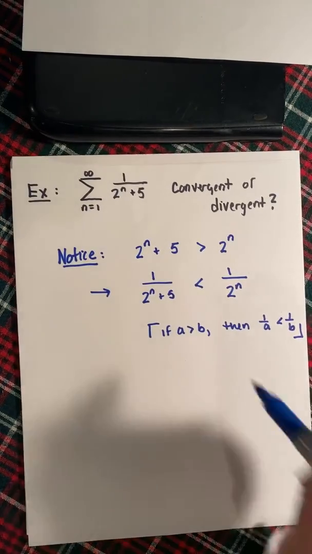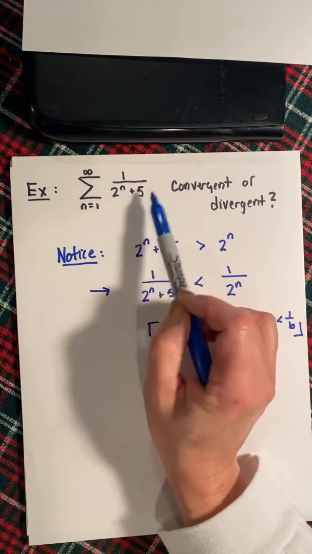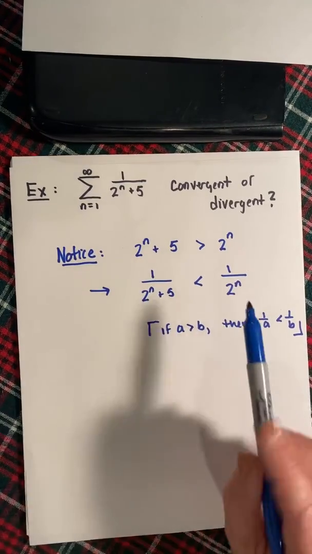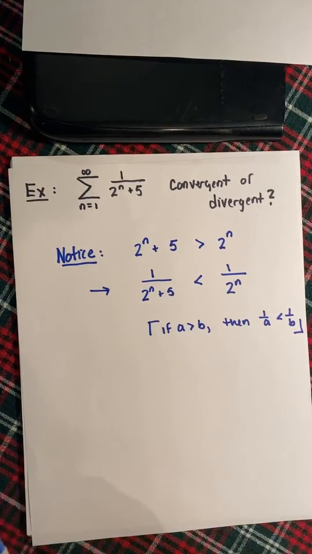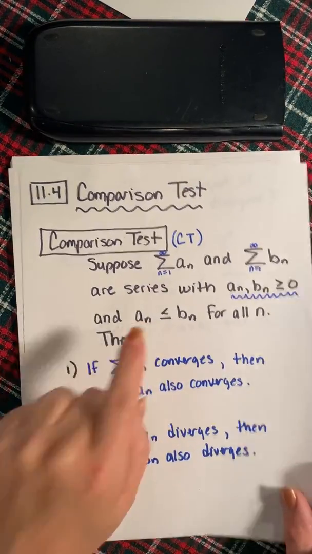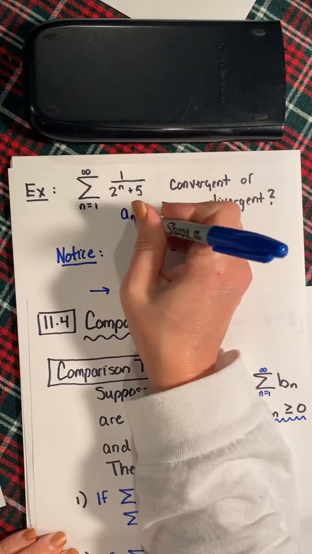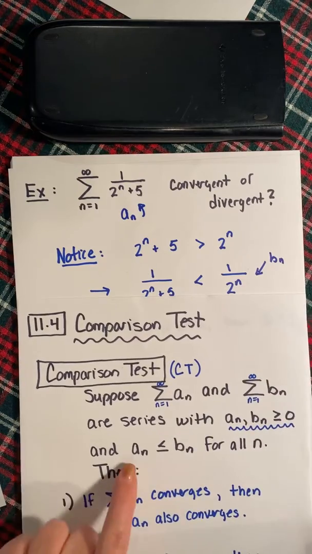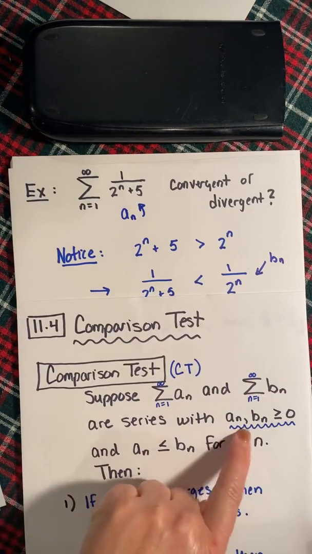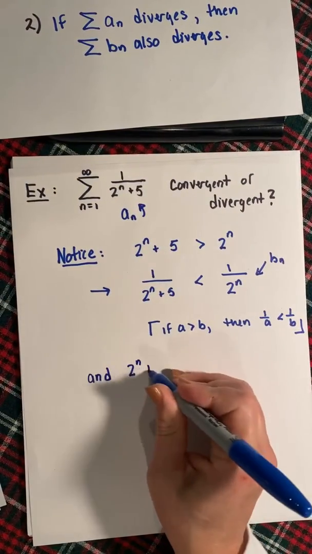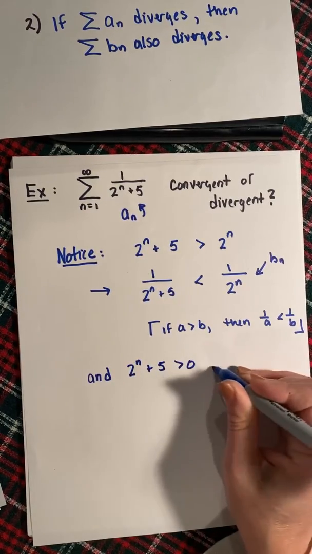All right, so I can see that the terms of this series are bounded above by the geometric series 1 over 2 to the n. And I know this converges, so this must also converge. But we have to show all this. So first of all, in the hypotheses, we just showed that the terms of this series, I'll call this AN, and I'm going to call this guy BN, so AN is less than or equal to BN for all n. I just have to confirm that the terms of the series are positive, and 2 to the n plus 5 is greater than 0 for all n.